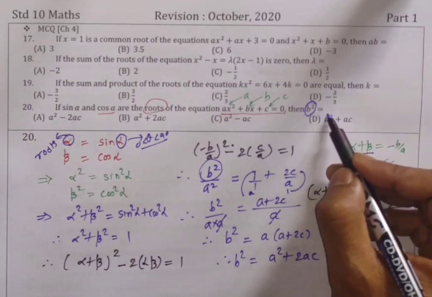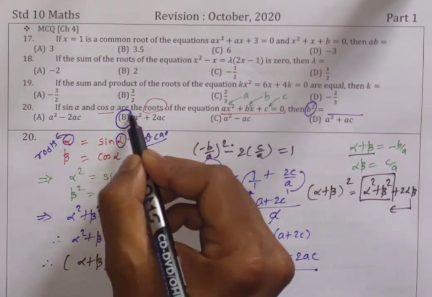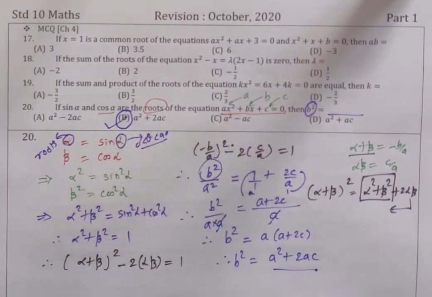So what is the value of b square? A square plus 2ac. Do you have the option? Yes, it is option B. A square plus 2ac. So that's it. Clear? Okay. So proceeding further, we move on to 21st.